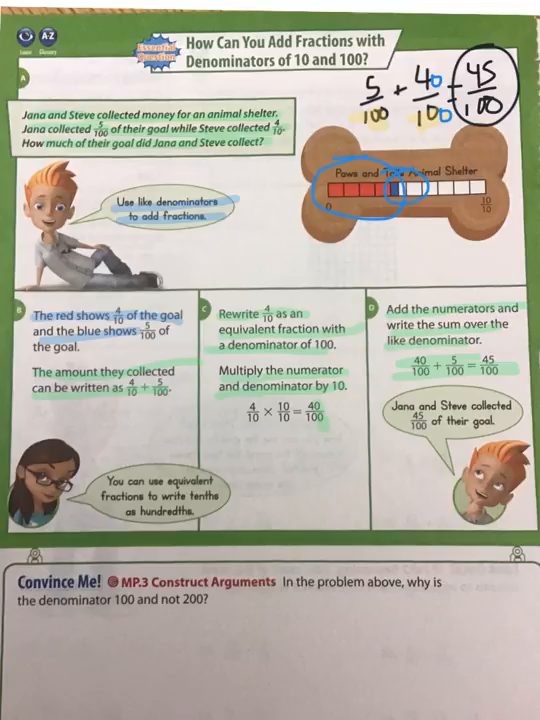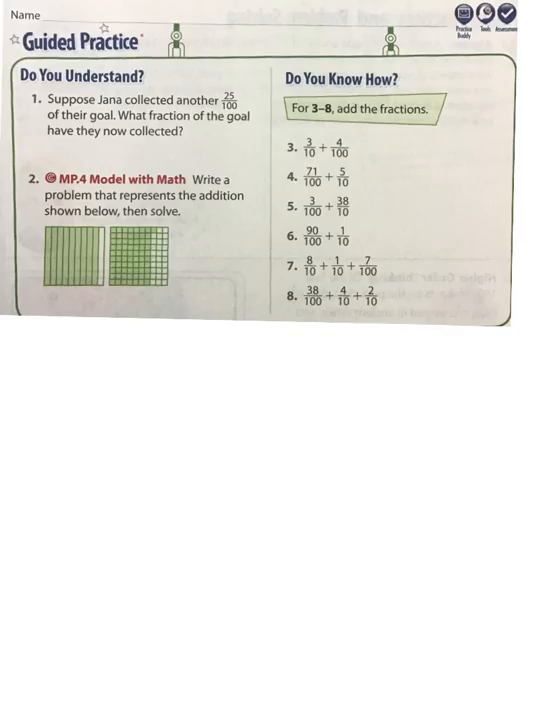I did. So let's look at the convince me. In the problem above, why is the denominator 100 and not 200? Well, the denominator is going to be 100 because all we did was change 4/10ths into 100. Now let's do the guided practice together.